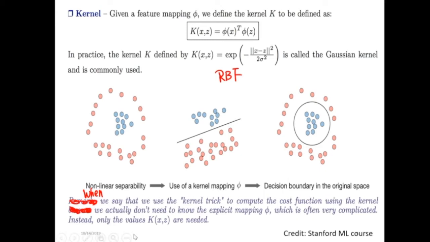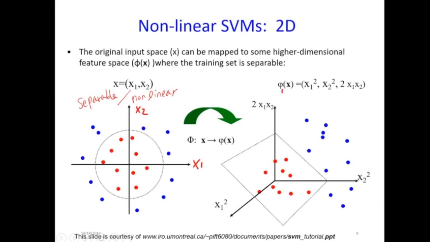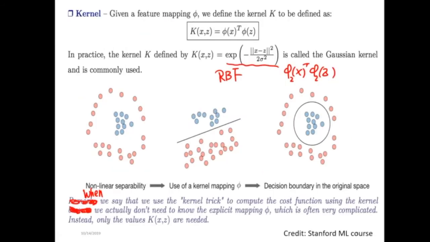So with this function, I don't know what phi is, but it's equivalent to phi(x) transposed phi(z) for a specific phi. Maybe let me call it phi 2, and the previous design is phi 1, right? In this design I have this specific phi, but in fact, when you use SVM, you don't need to know phi. You just need to define K. It will become very clear in the later slides.